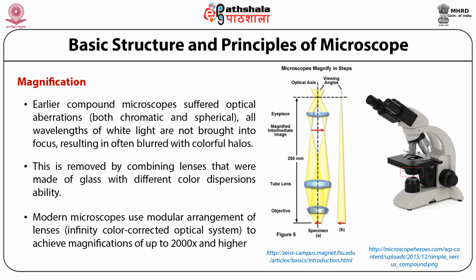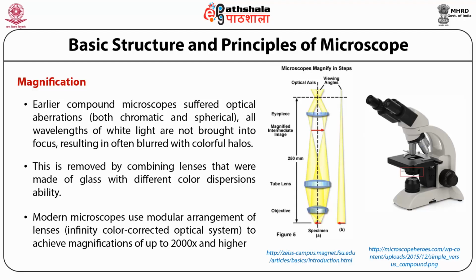There is a tube lens, a tube where the lenses are kept, and the lens distance can be manipulated, thereby we can manipulate the range of magnification also. So we can achieve up to 2000x magnification and higher, but the magnification can also be lower than 2000x, and because the lenses are kept in a tube, we can manipulate that.